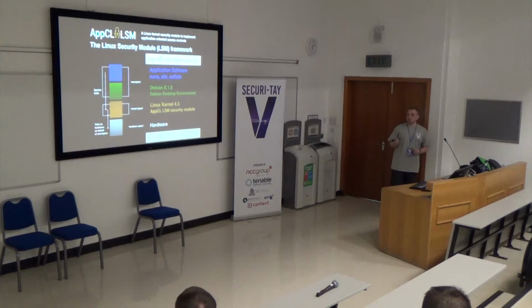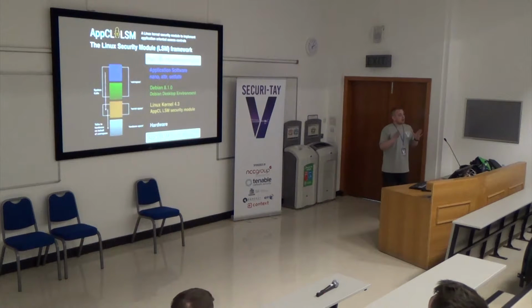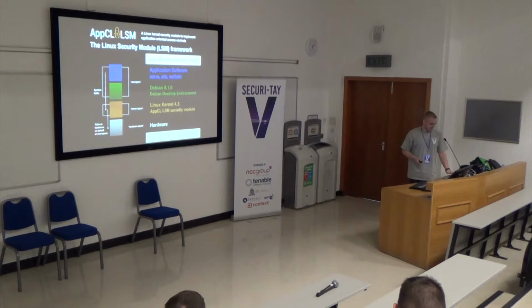It's got Debian 8.1.0 with the Debian desktop environment, and applications-wise, I'm actually using Nano as a test application, which some people have already turned their nose at. But the reason for that is I've actually been able to completely shut Nano off the system. So if you want a module that can stop Nano doing anything on your system, I can give you that.